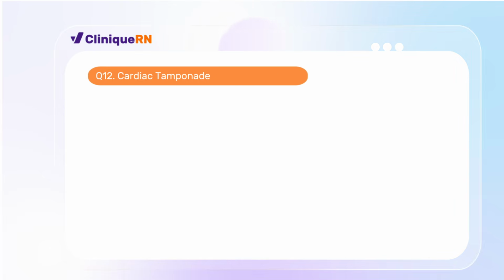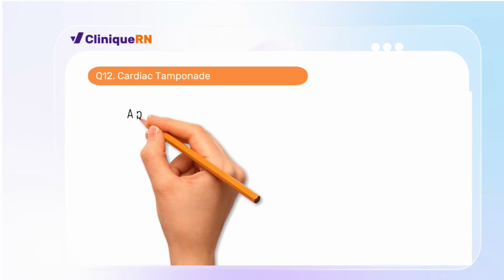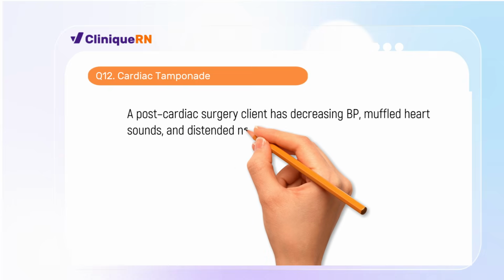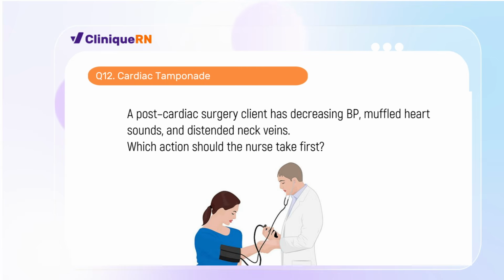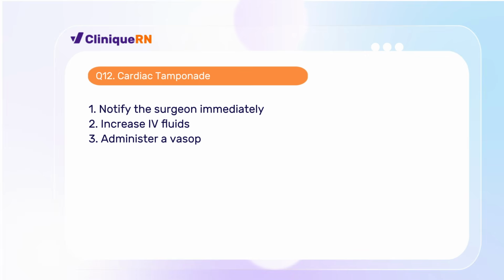Question 12. Cardiac tamponade. A post-cardiac surgery client has decreasing blood pressure, muffled heart sounds, and distended neck veins. Which action should the nurse take first? 1. Notify the surgeon immediately. 2. Increase IV fluids. 3. Administer a vasopressor. 4. Reposition the patient.